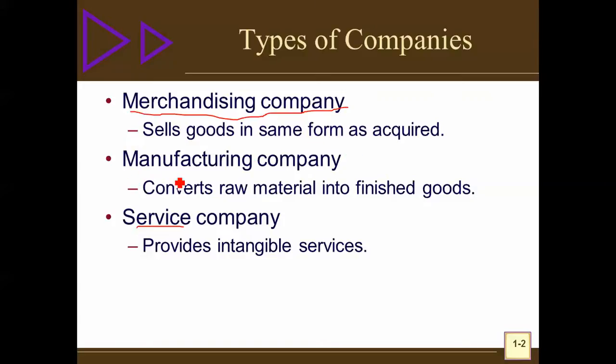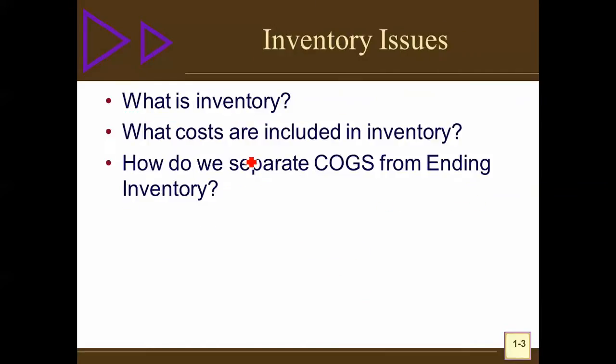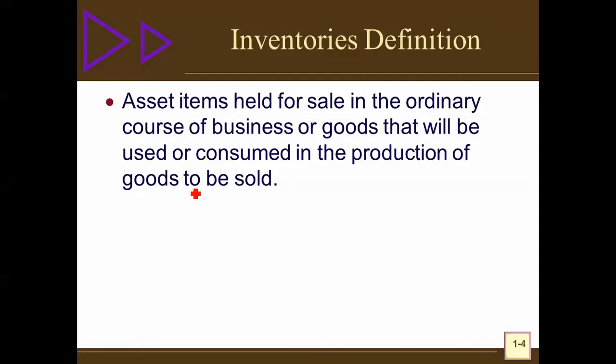The third category, more complicated, is the manufacturing company. This company buys in raw material, puts it through a conversion process, and converts that raw material to finished goods. Now, we have some inventory issues. First of all, what costs comprise cost of inventory? And how do we separate the cost of inventory between the cost of goods sold and the ending inventory? Now, first of all, inventory is an asset and it includes items that are held for sale in the ordinary course of the business.